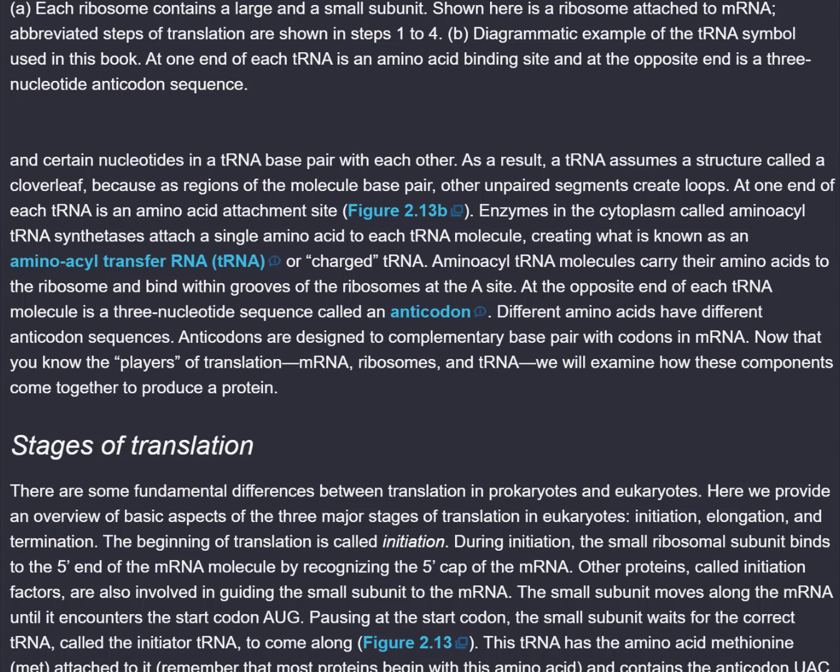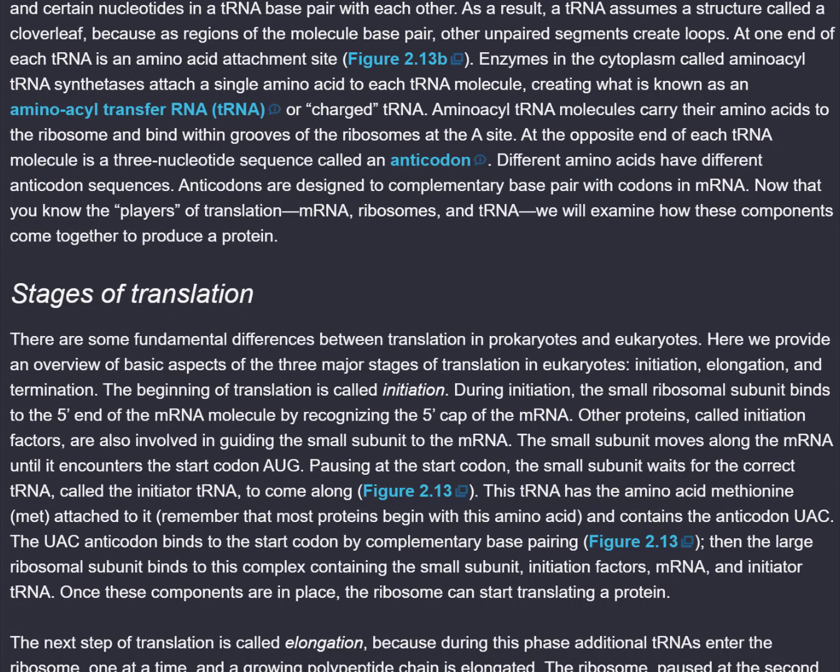At one end of each tRNA is an amino acid binding site and at the opposite end is a 3-nucleotide anticodon sequence. And certain nucleotides in a tRNA base pair with each other. As a result, a tRNA assumes a structure called a cloverleaf, because as regions of the molecule base pair, other unpaired segments create loops. At one end of each tRNA is an amino acid attachment site, Figure 2.13B. Enzymes in the cytoplasm called aminoacyl tRNA synthetases attach a single amino acid to each tRNA molecule, creating what is known as an aminoacyl tRNA, or charged tRNA.